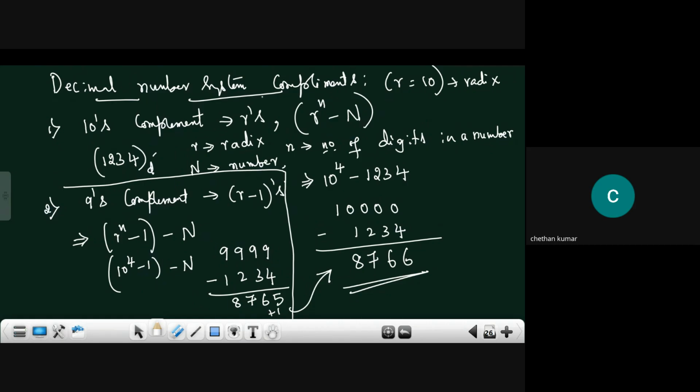Suppose it is a binary number system. You can represent what? Let's say, okay, have you understood this? Do you have any question here? No? Can I go to the next? Suppose it is a binary number system. Binary number system complements.